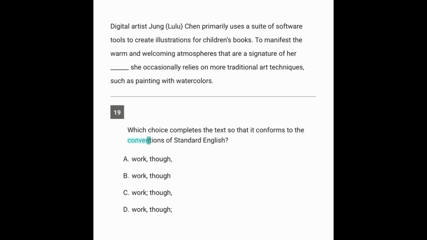Here we're reading for grammar, and let's go ahead and read generally. This digital artist primarily uses a suite of software tools to create illustrations for children's books. To manifest the warm and welcoming atmospheres that are a signature of her work, though, she occasionally relies on more traditional art techniques, such as painting with watercolors.